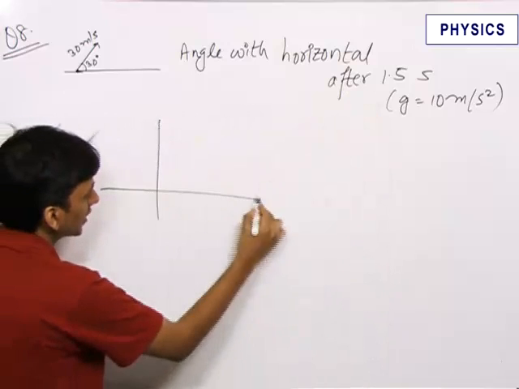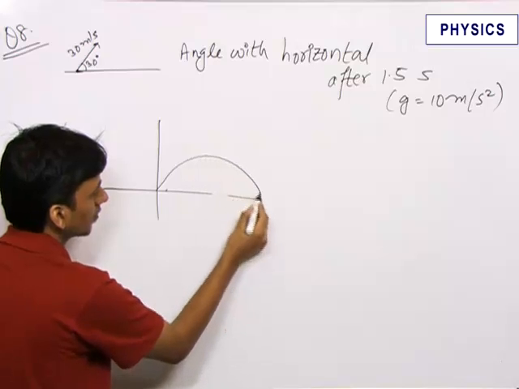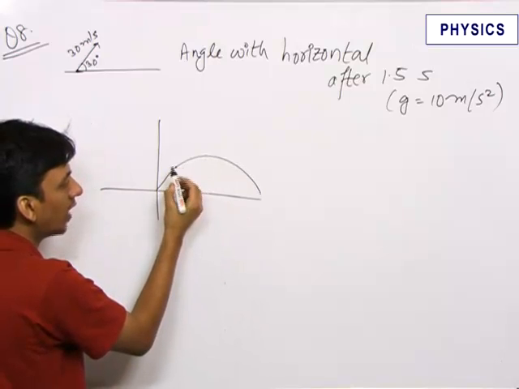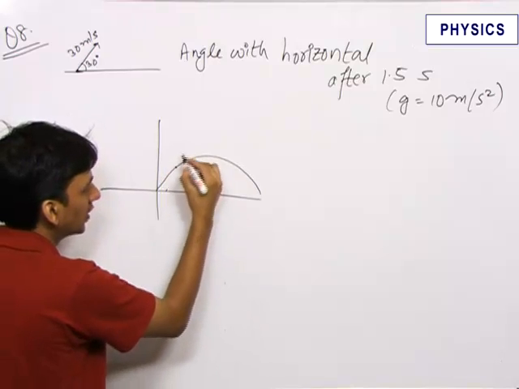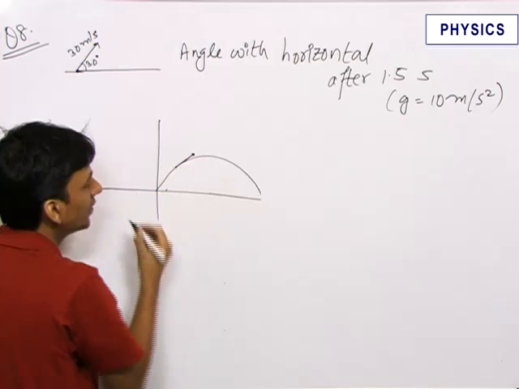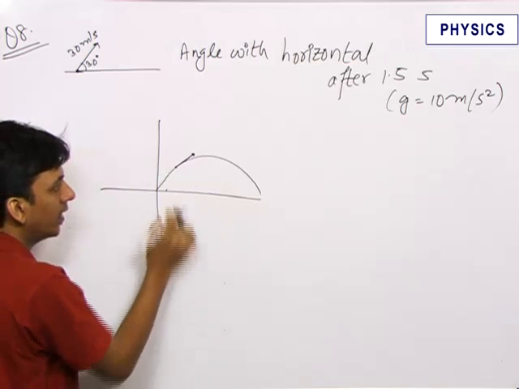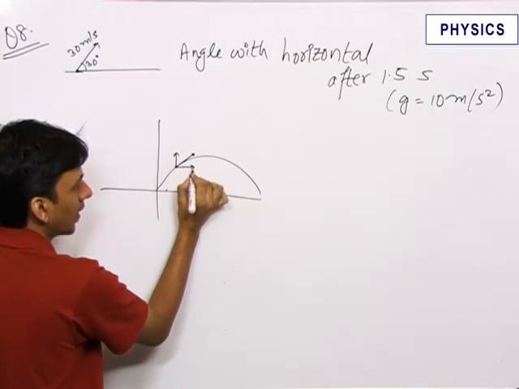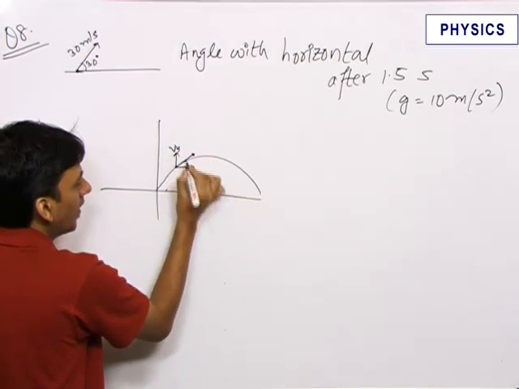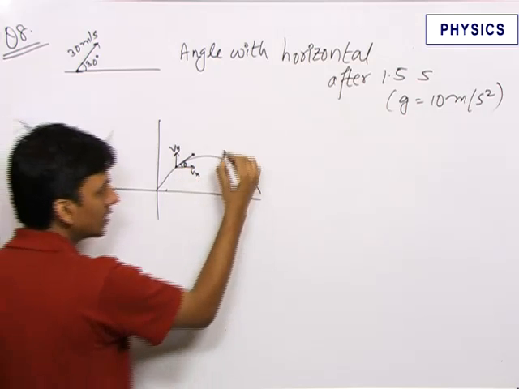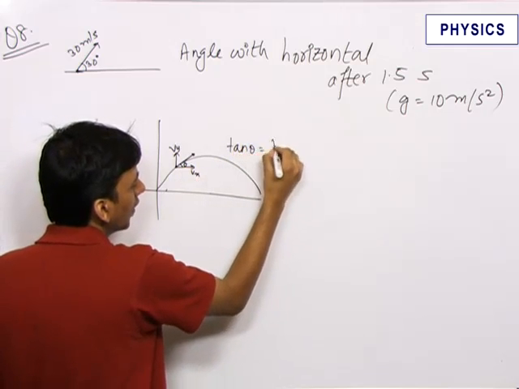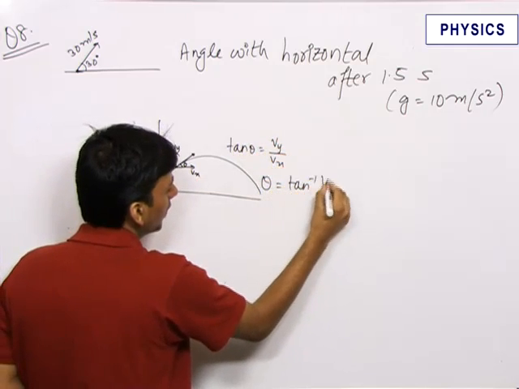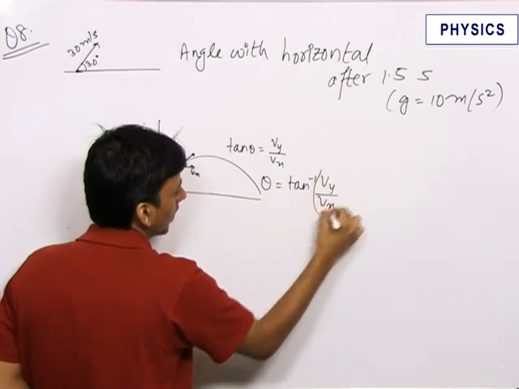So, in any projectile motion, if the object is at this point and we need to find out the angle which it makes with the horizontal, then you need to find the angle which the velocity vector makes with the horizontal at that point. This can always be found out by taking components of the velocity vector, that is Vx and Vy at that moment, and you can write this as tan theta is equal to Vy by Vx, that is theta is equal to tan inverse Vy by Vx.